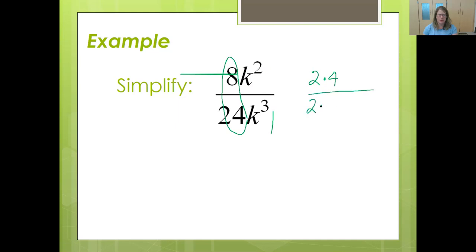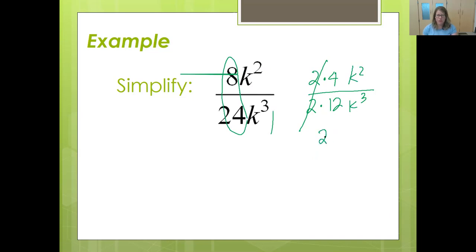And 24 is 2 times 12. So those 2's will cancel. And then I'm left with still the k squared over k to the third. Okay. But then it looks to me like we can also divide this again. 4 goes evenly into 12. I guess 8 goes evenly into 24. We could have done it that way.